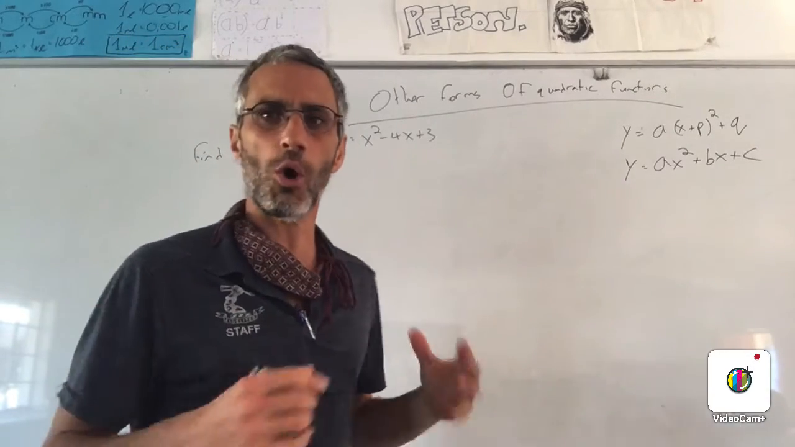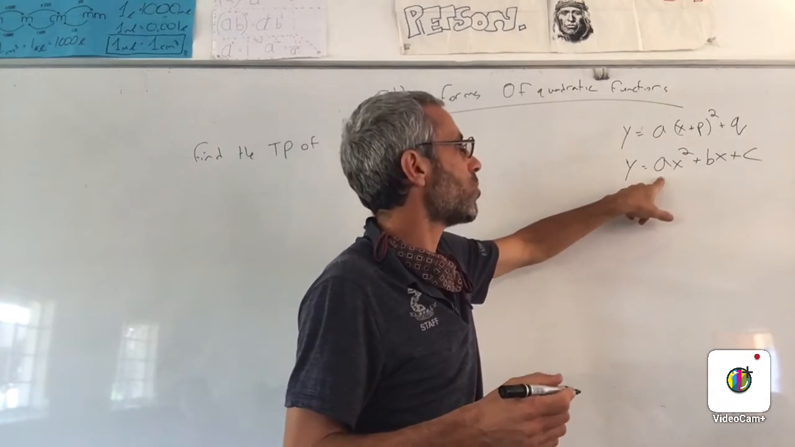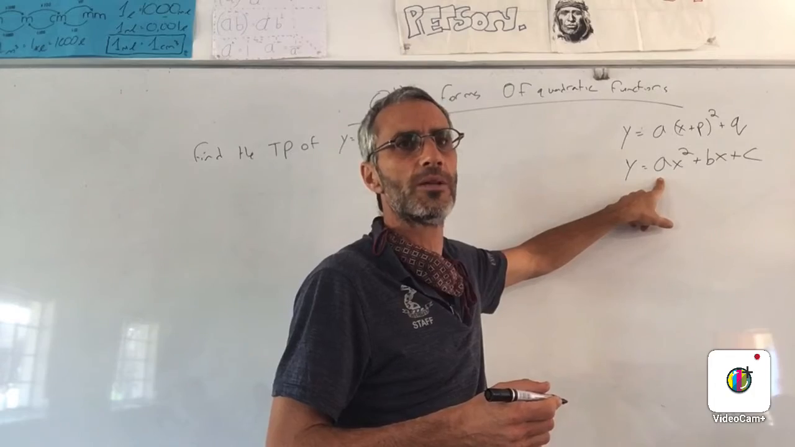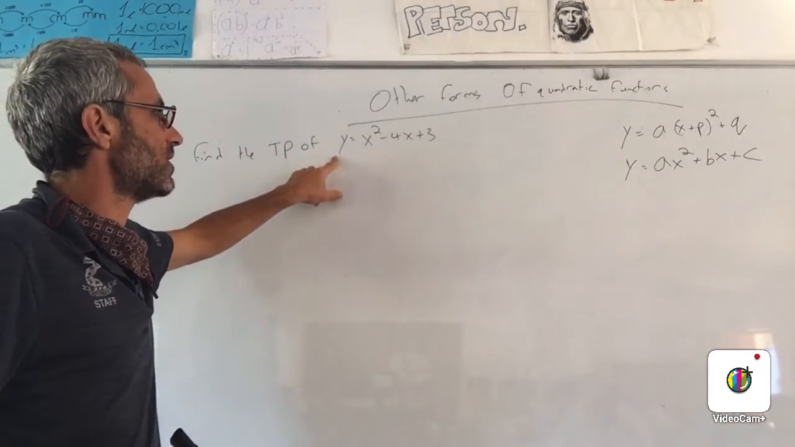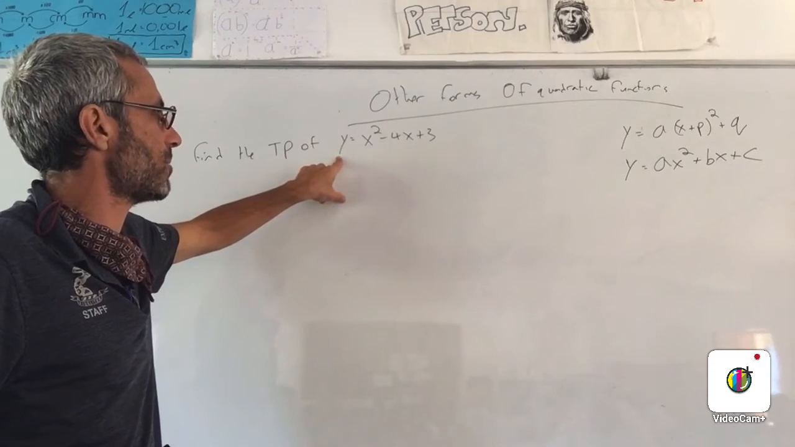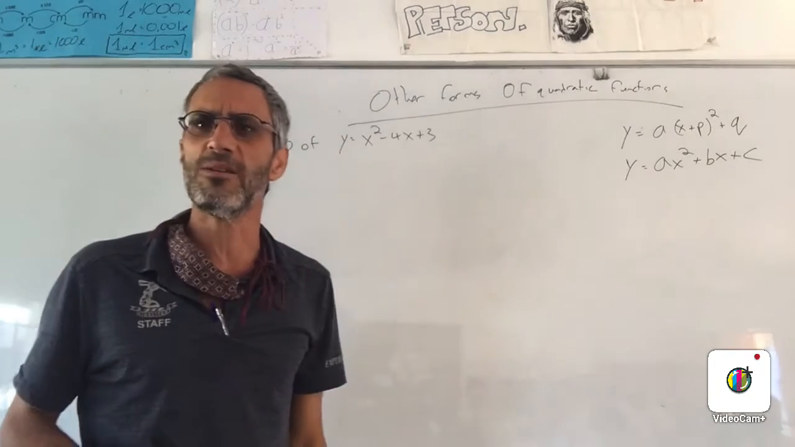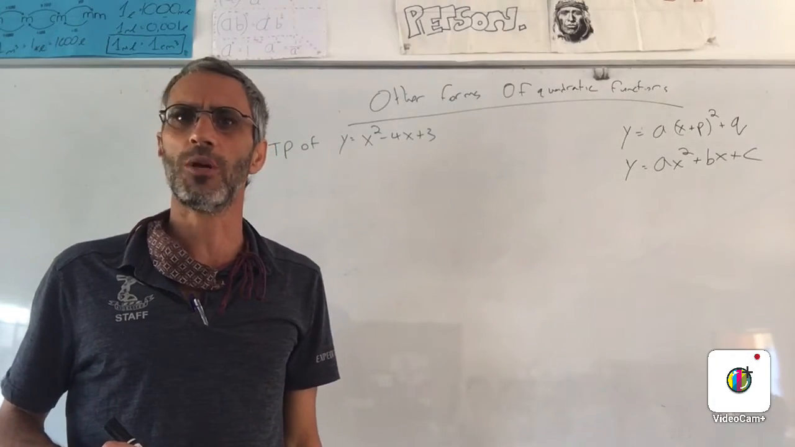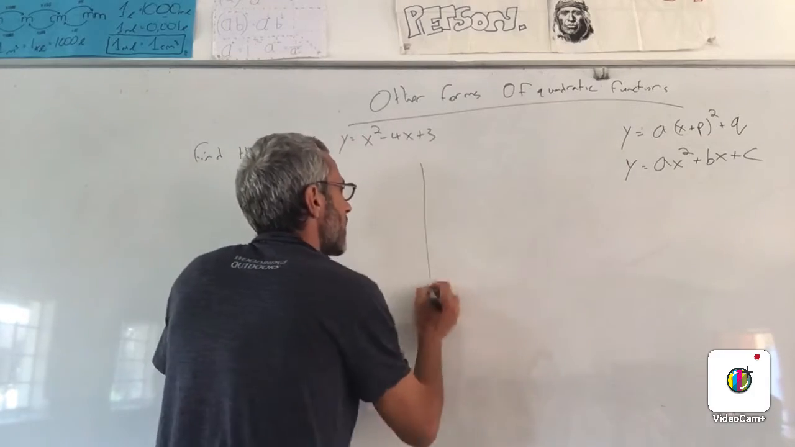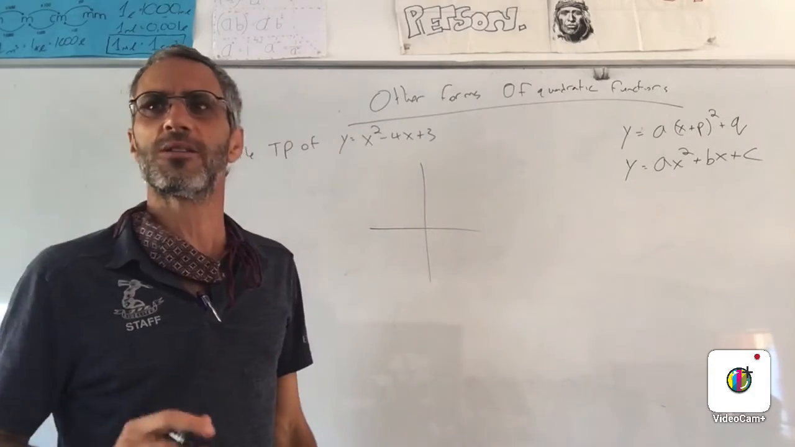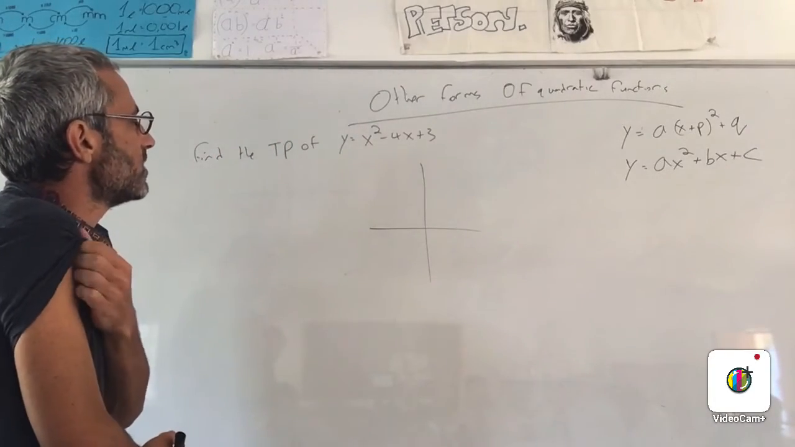So far all the quadratic forms I showed you were in the other form, and maybe we had to sketch them. But what happens if you are given it in this way? More specifically, we're given this quadratic function, y equals x squared minus 4x plus 3, and we want to find the TP. What does TP stand for? The turning point. We've not been asked to sketch it, but it's useful to sketch it in our minds. It's not going to be a correct sketch, just to give us an idea.